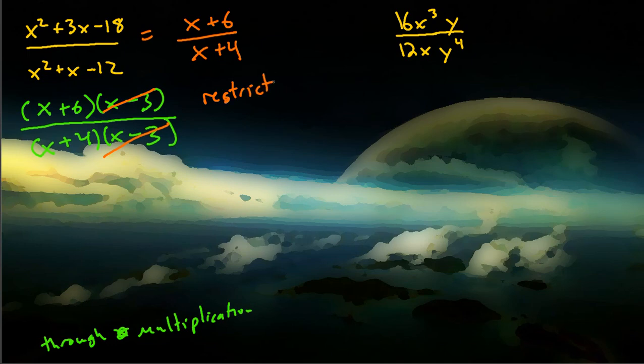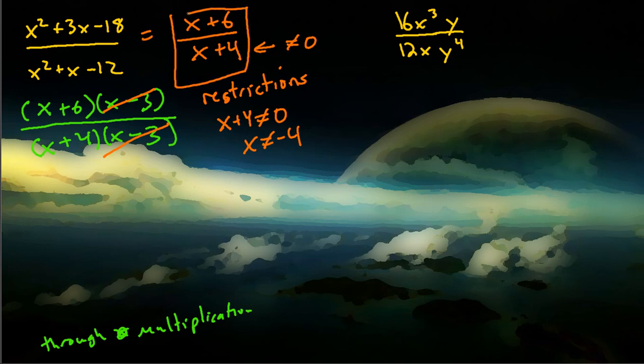And our restrictions are what our variable cannot be. Our denominator cannot equal 0. So our restrictions, we would say x plus 4 cannot be 0, which means x cannot be negative 4. Okay? So there's our simplification, and this is our restriction, x cannot be negative 4.